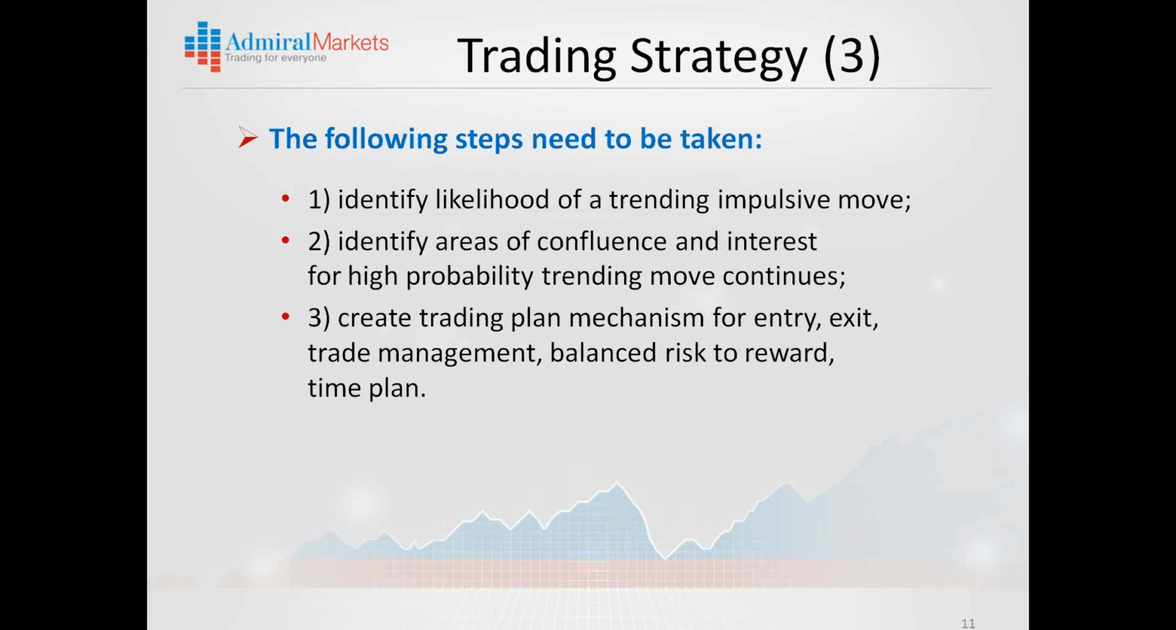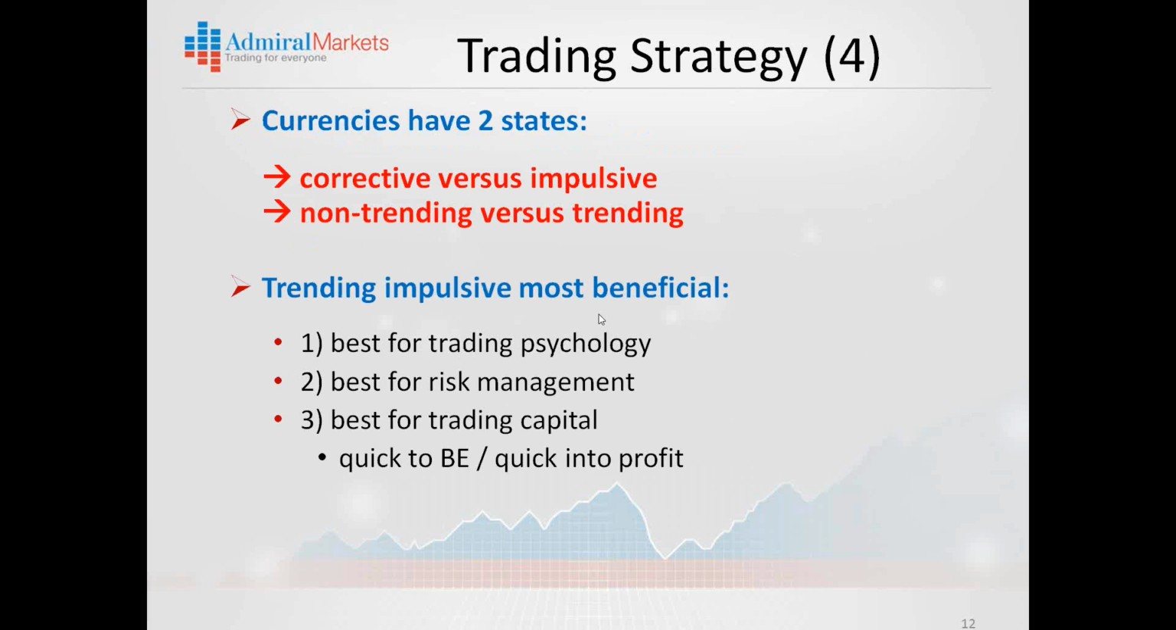So we're going to be identifying the likelihood of a trending impulsive move. That's goal number 1. Then, just to summarize, goal number 2, identifying areas of confluence and interest for high probability trending move continuations. And then the trading plan mechanism, for the entry, exit, trade management, the reward to risk, and preferably a time plan. Alrighty. So those are the steps, the process.